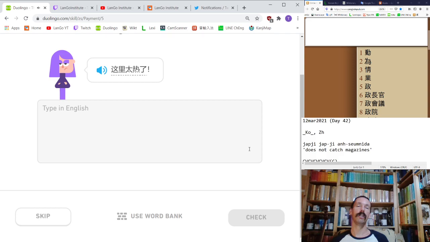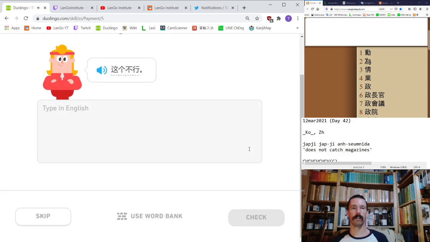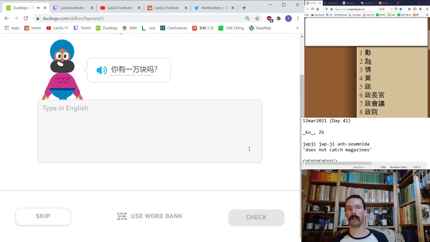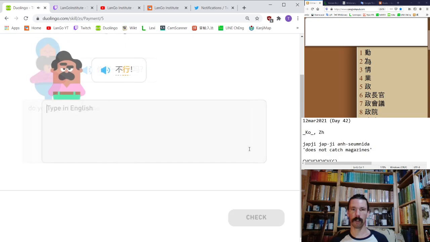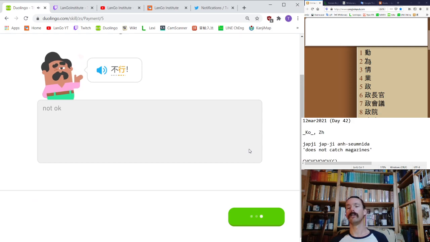这里太热了。It's too hot here. 你的狗太可爱了。Your dog is way too cute. 这个不行。This one isn't okay. That's what it wants. 你有1万块吗？Do you have 10,000 yuan? 不行。Not okay. It's just not okay.